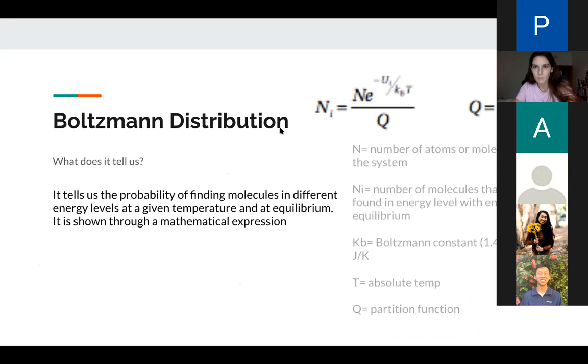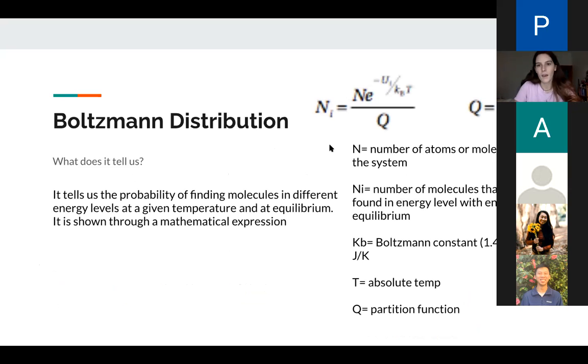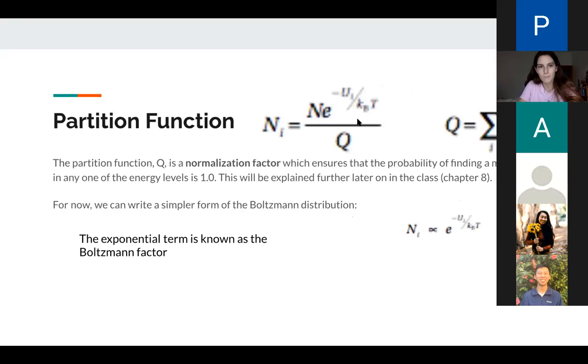So, which I placed up here. And so N corresponds to the number of total atoms or molecules in the system. And Ni is the number of molecules that will be found in a given energy level with energy Ui at equilibrium. kB is the Boltzmann constant, and this is the value of it. And then T is absolute temperature, and Q is a partition function. And so these are both representations of the Boltzmann distribution.